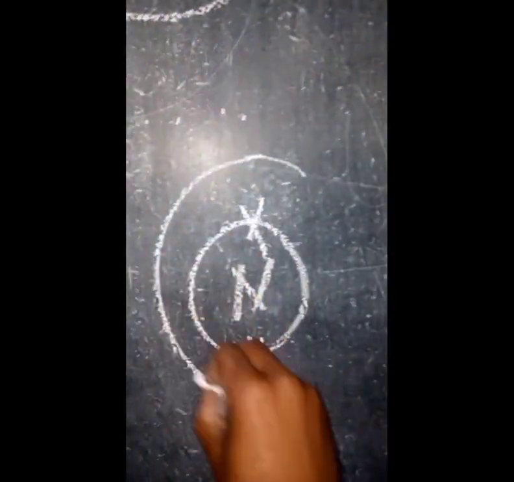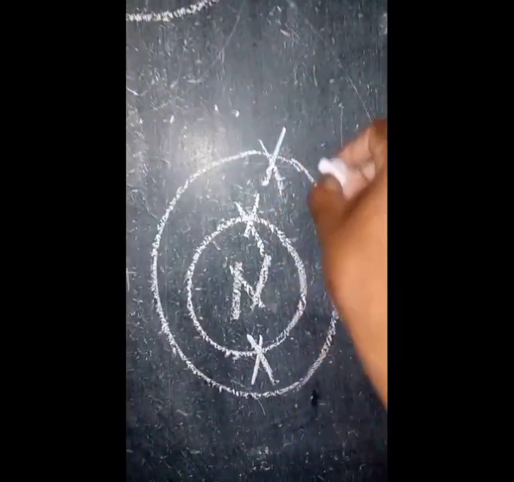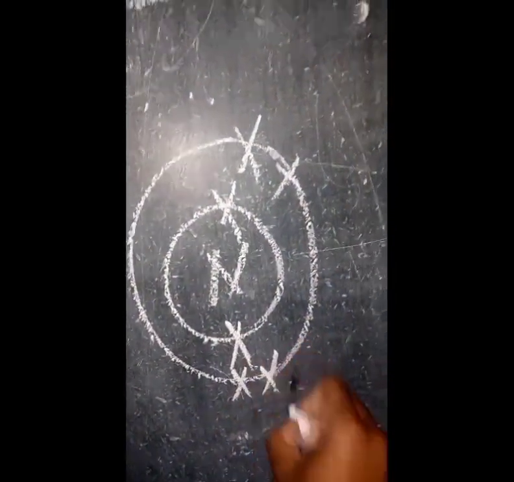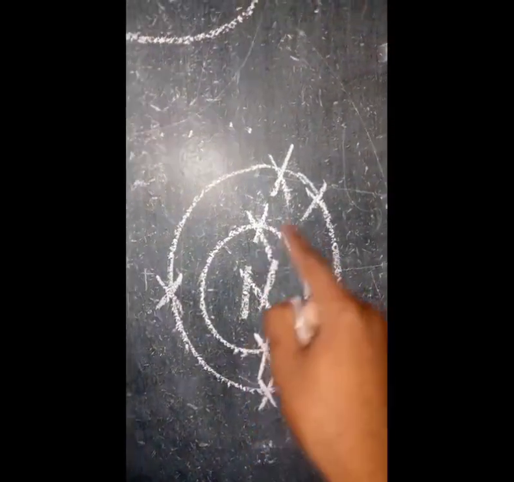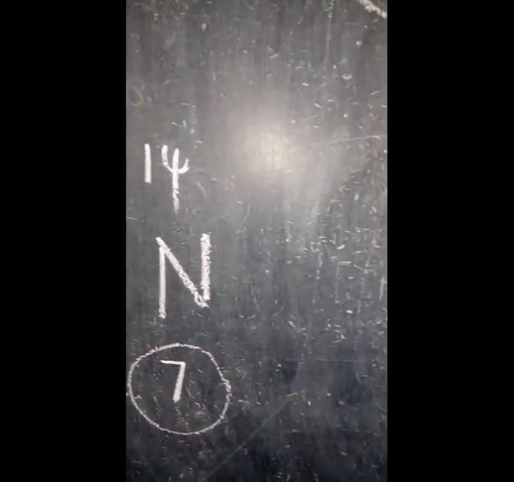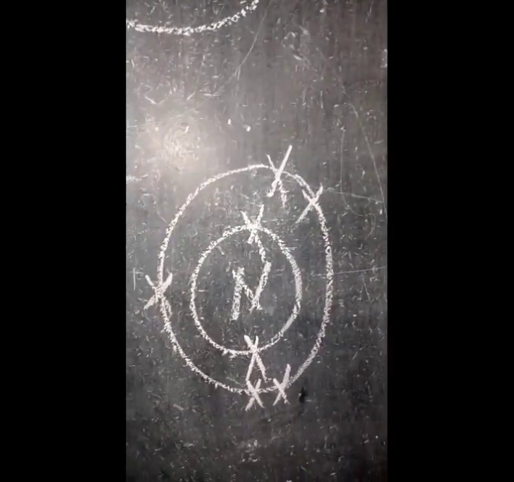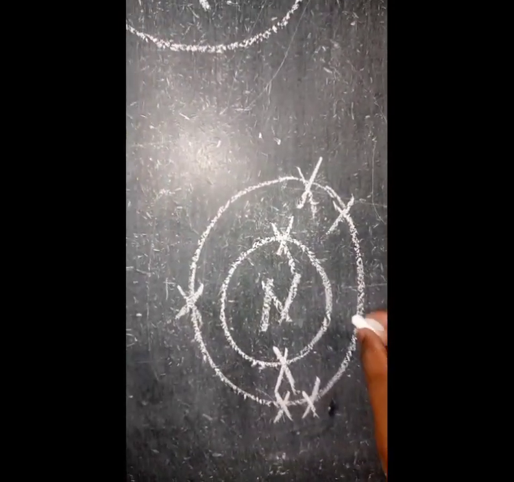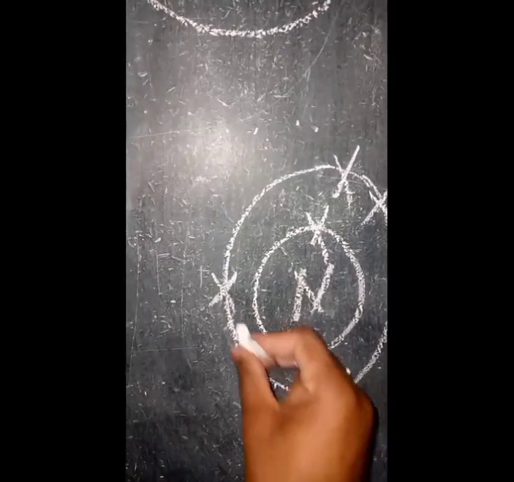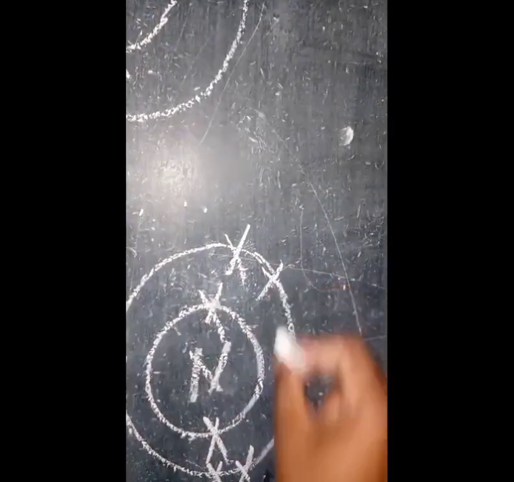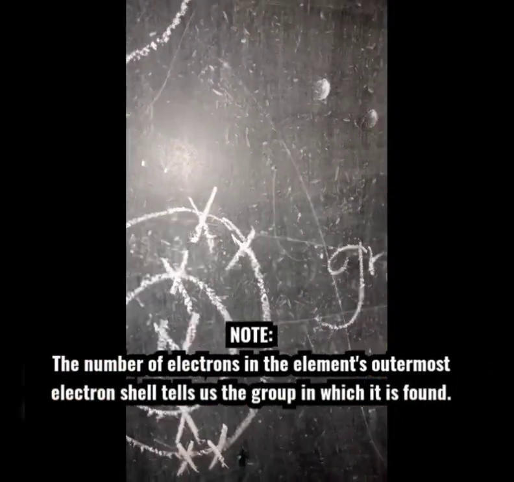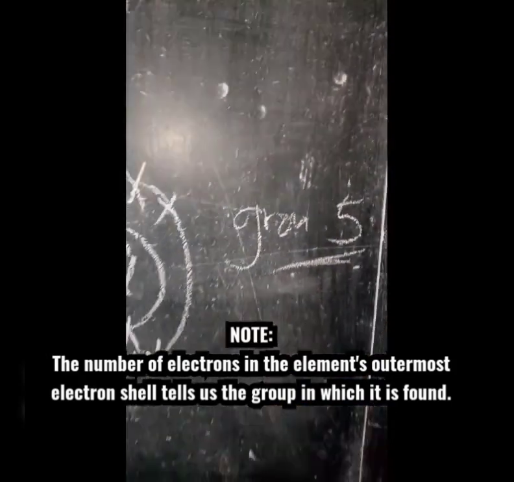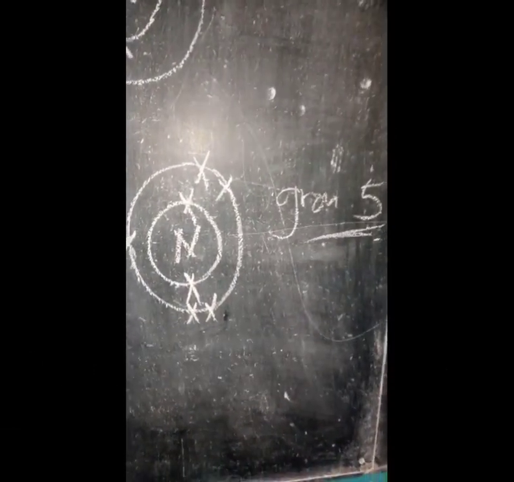Then it's going to have 1, 2, 3, 4, 5. How many are they altogether? 1, 2, 3, 4, 5, 6, 7, which is this 7 here. So let's count the electrons that are in its outermost shell, just this shell. We are going to find that there are 1, 2, 3, 4, and 5, which means it's in group 5. So we can conclude that nitrogen is in group 5 because it has only 5 electrons in its outermost shell.